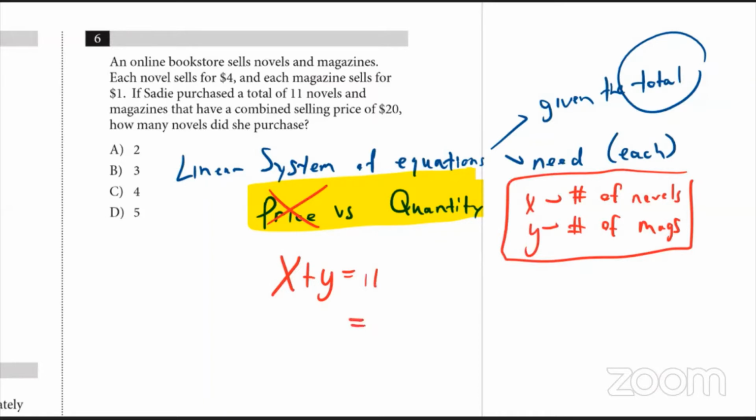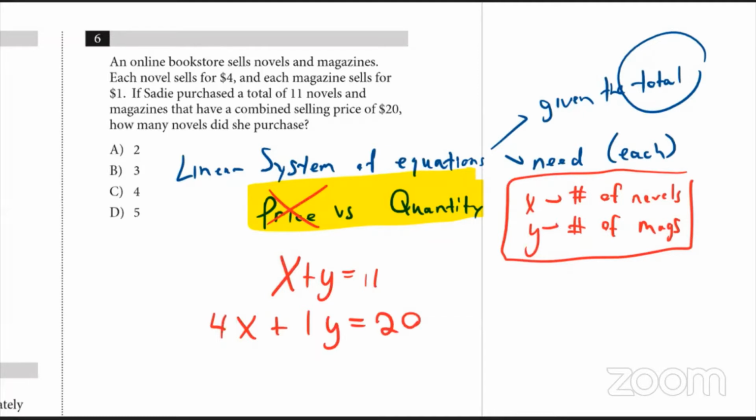And then we have the total amount of money, and money will often be your price times your quantity. So for instance, we have X novels and each novel sells for $4. And we have Y magazines and each magazine sells for $1. So now we've got our two equations and two variables. If they line up like they do here, you have the X's, the Y's, and the numbers lining up. In that situation, the elimination method is often better.